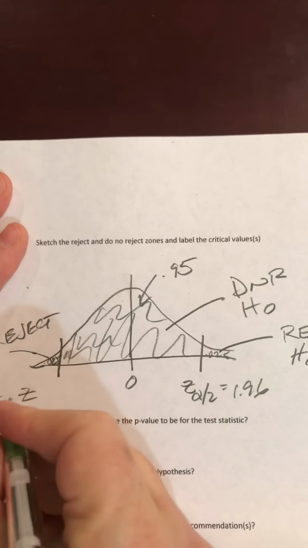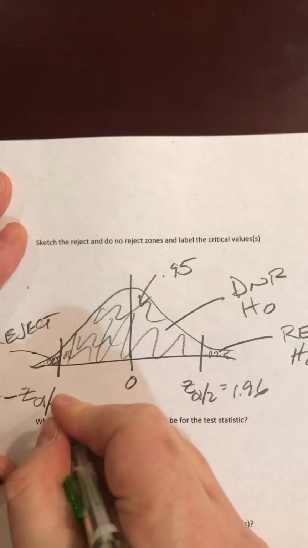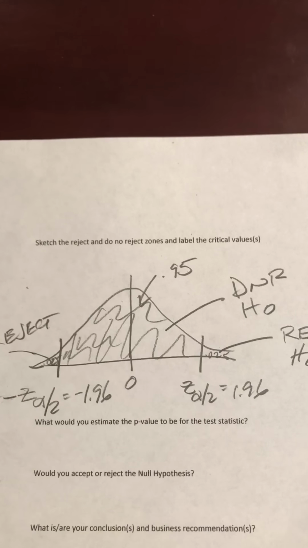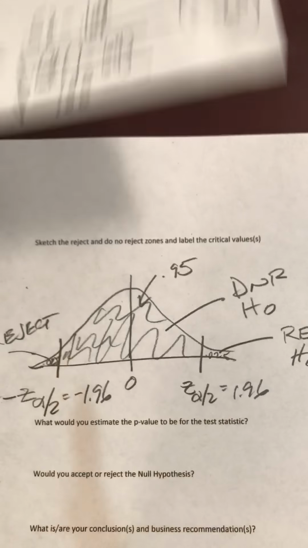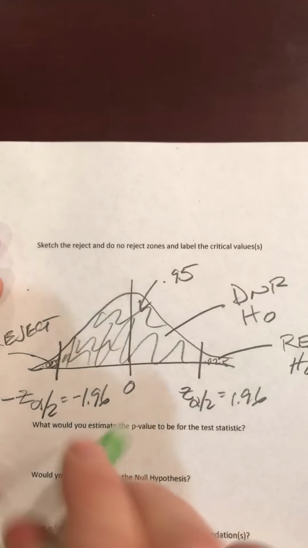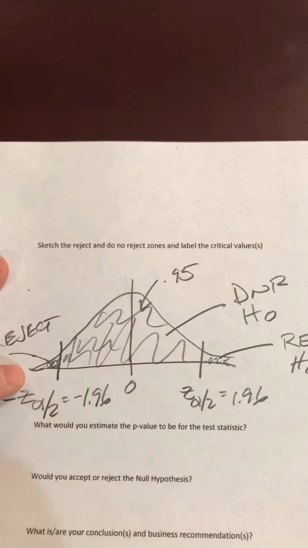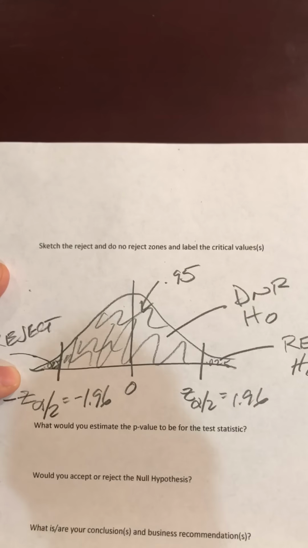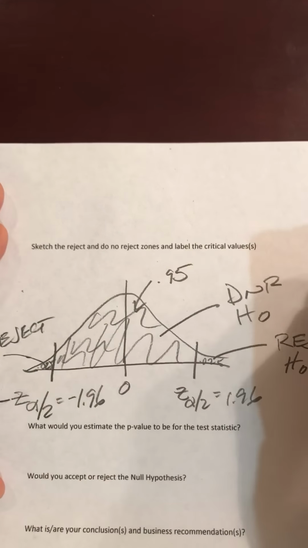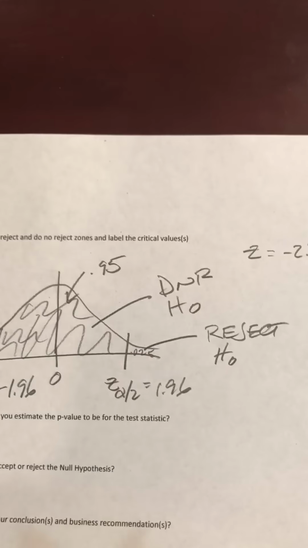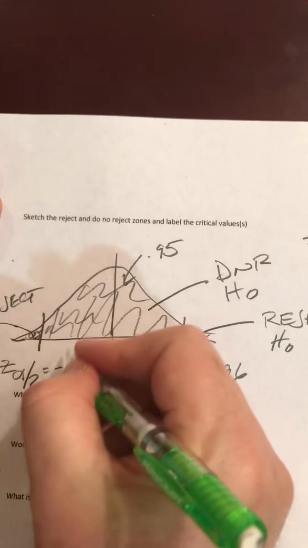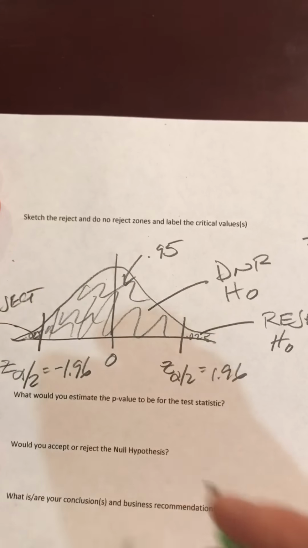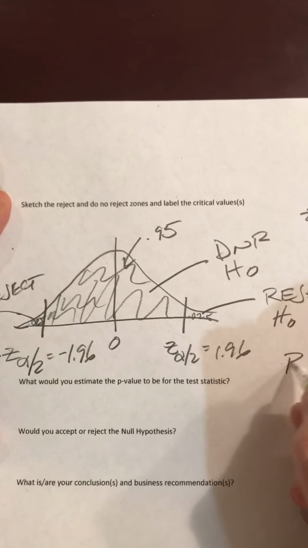That is a negative z sub alpha over 2, which is equal to minus 1.96. The stage or the model is set. Your test statistic is minus 2.5. So you simply come in here and take your finger or your pencil and ask, where does minus 2.5, our test statistic, fall? You can see that it falls well beyond minus 1.96, and so you would indeed reject H0.